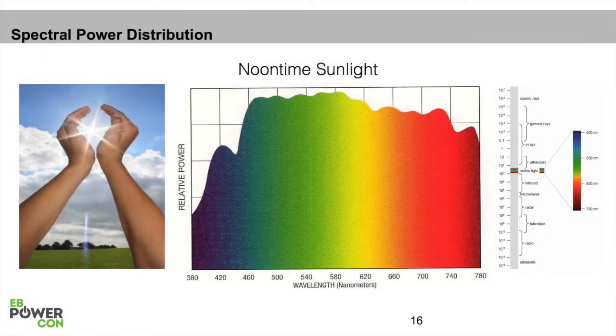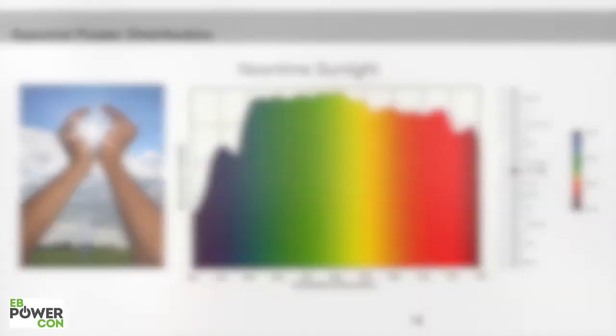Noonday sun, that is the ultimate. It has every color available in it. So that's why in natural sunlight, you can see all the colors. You can see the blues. You can see the reds. It's vivid. It's clean.